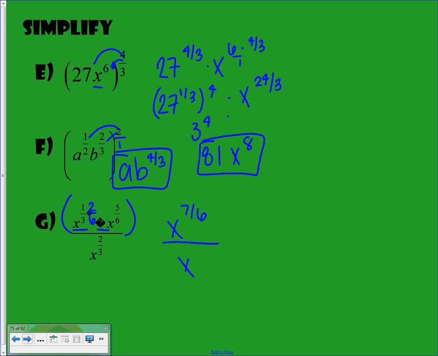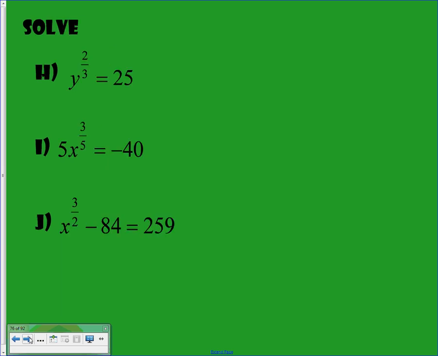And then on the bottom I have x to the 2/3. Well, in order to divide with the same base, I need to subtract. So I really need to think of this as 4/6 down here. So I can subtract 7/6 minus 4/6 is 3/6, which simplifies to x to the 1/2. So just working with fractions, nothing you haven't done, just remembering how to work with those without a calculator.